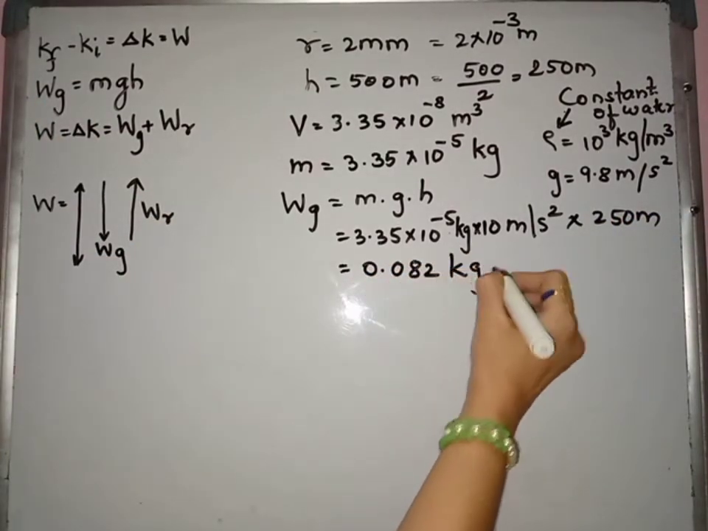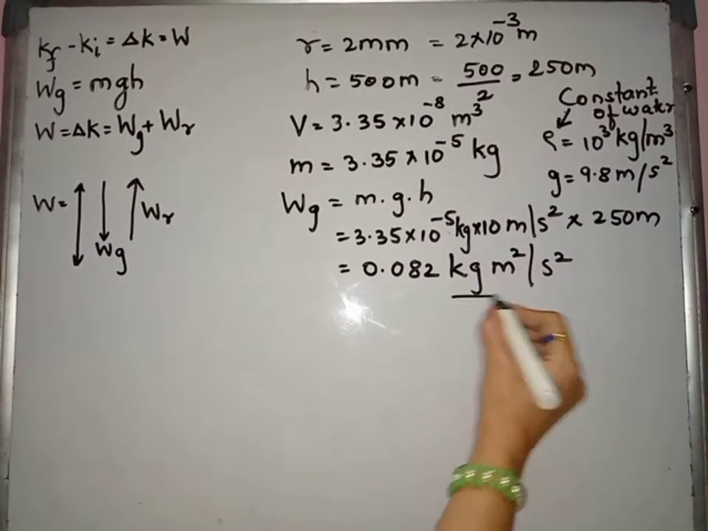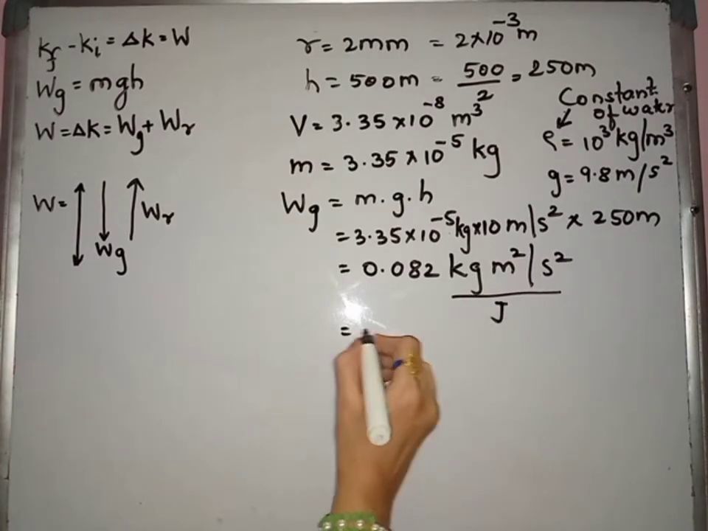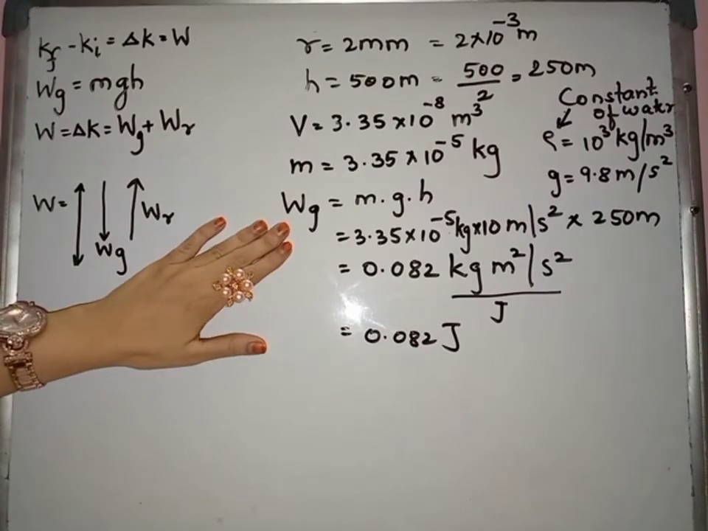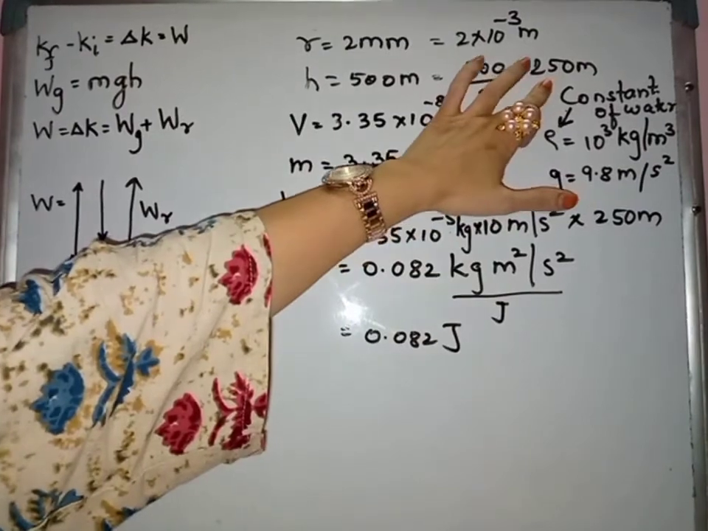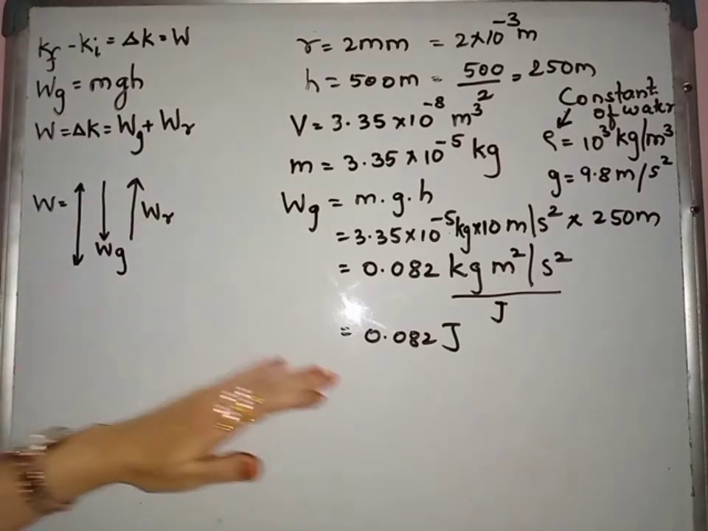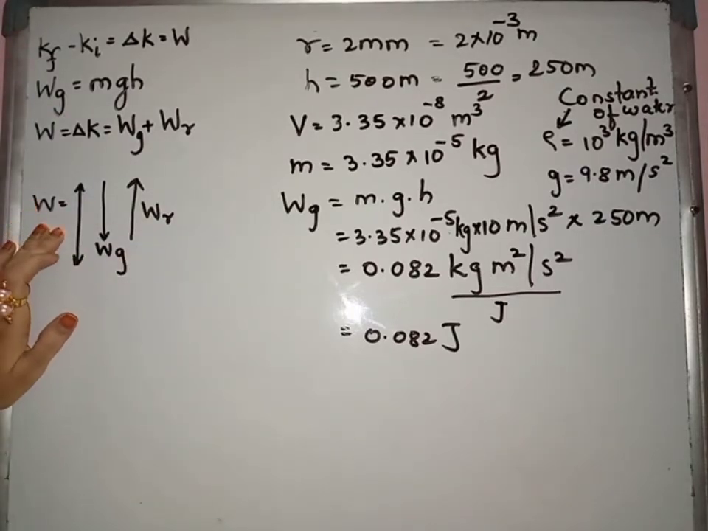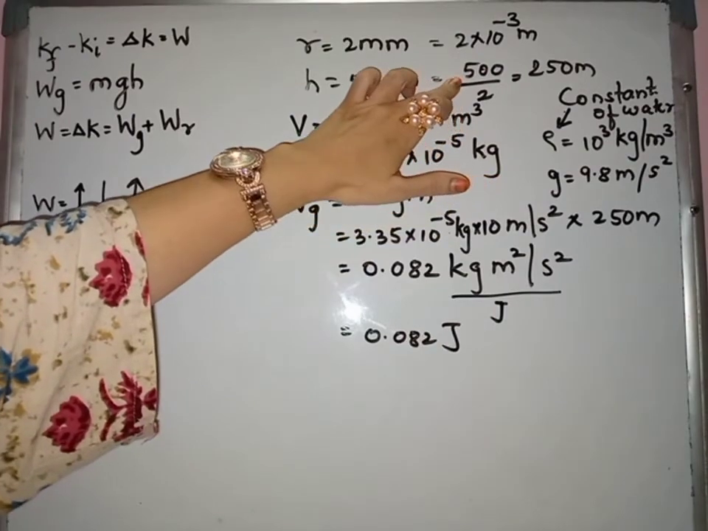0.082 kg meter square per second square, and this is nothing but joule. So our answer is 0.082 joule. Work done due to gravitational force is 0.082 joule in half its journey. Now, when we are going to find our total work done, for the second part of the problem we have to find out the work done due to height 500 meter.